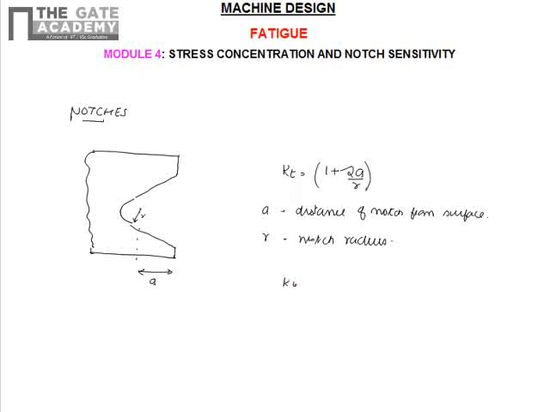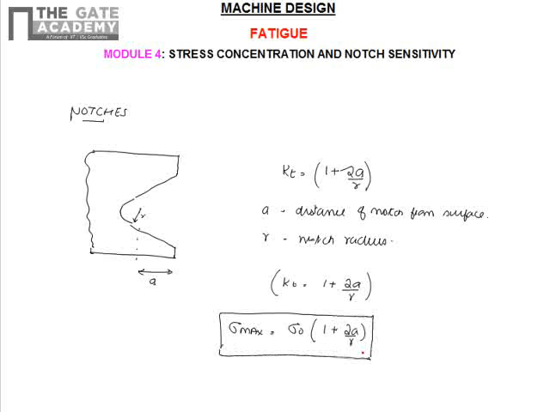I'll write it once more. KT is equal to 1 plus 2A by R. And the maximum stress in this case is given as nominal stress into 1 plus 2A by R, where A is the distance of the notch from the surface and R is the notch radius.